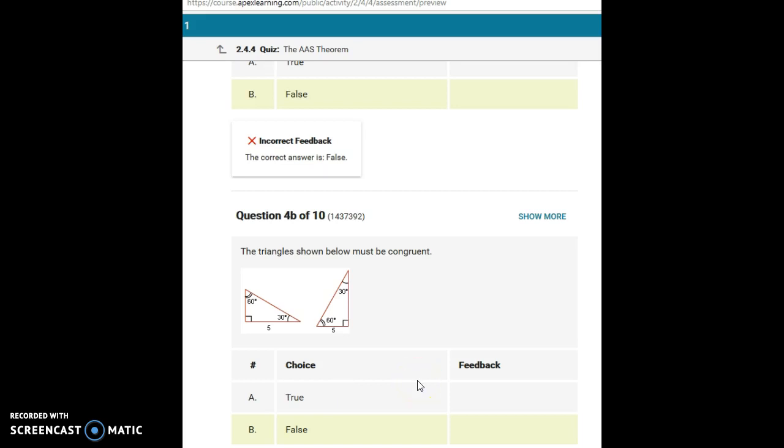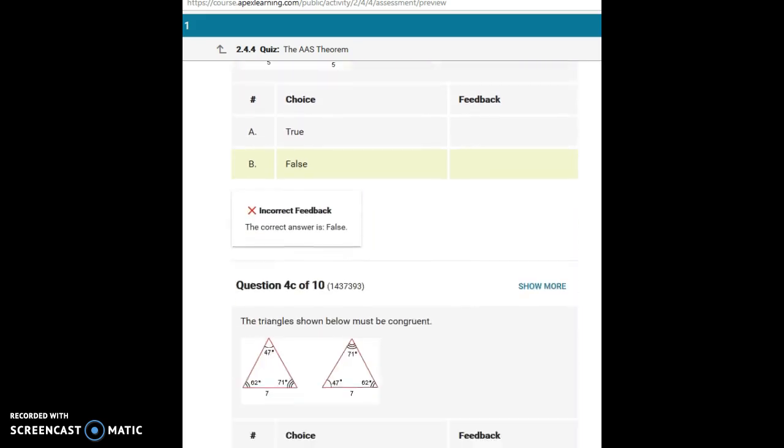Okay? False is like saying no. True is like saying yes. Okay, so the triangles shown below must be congruent. No. Okay, so no is false. Yes is true. All right, let's go to the next one.